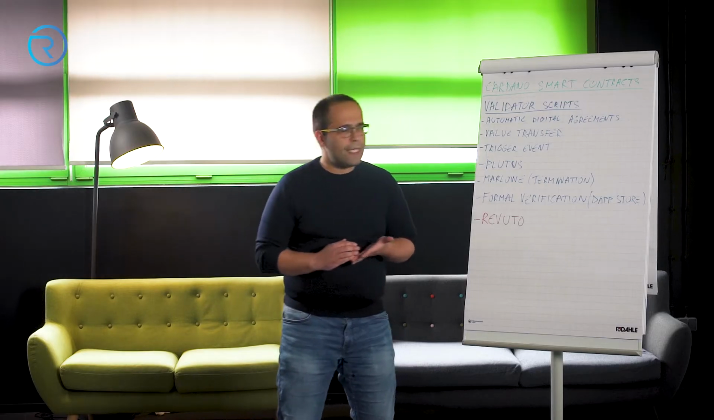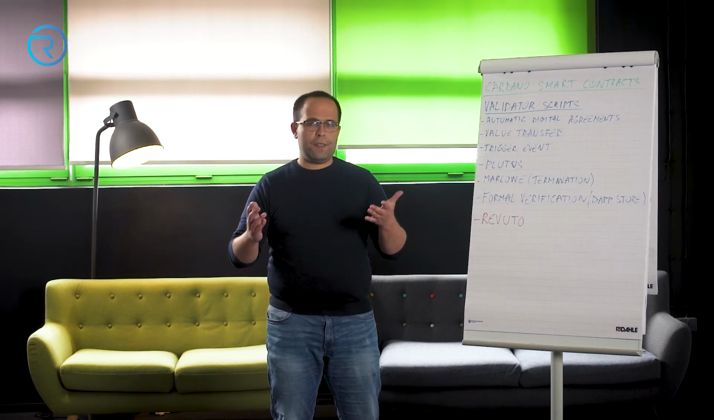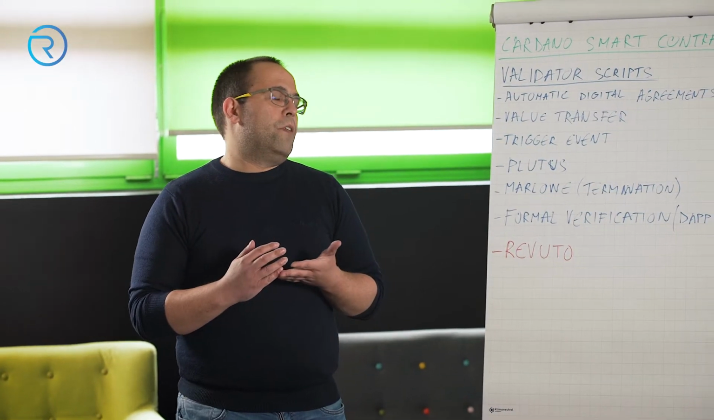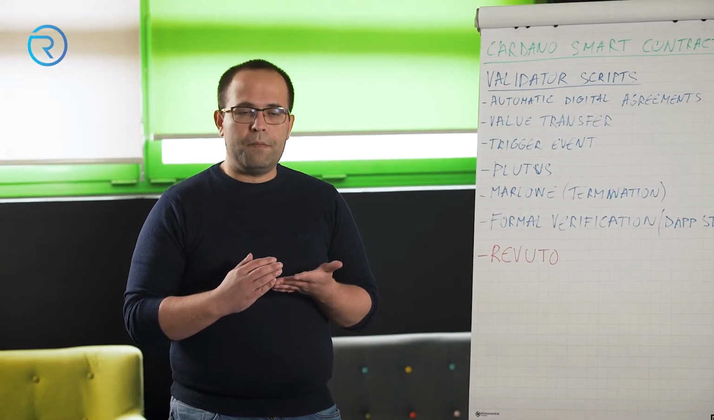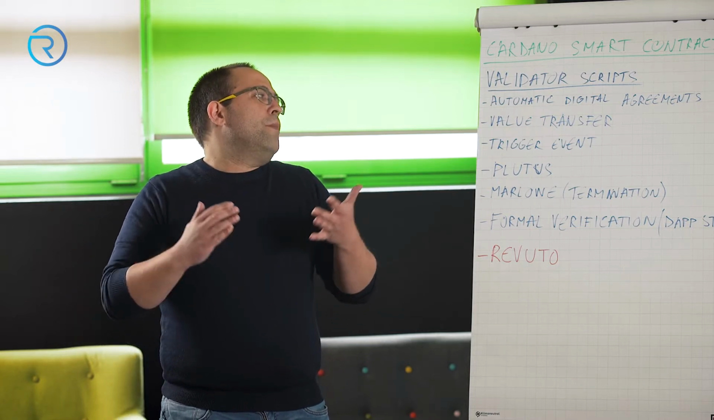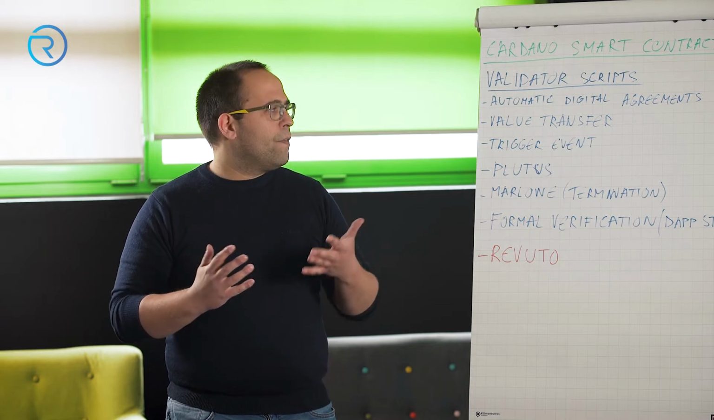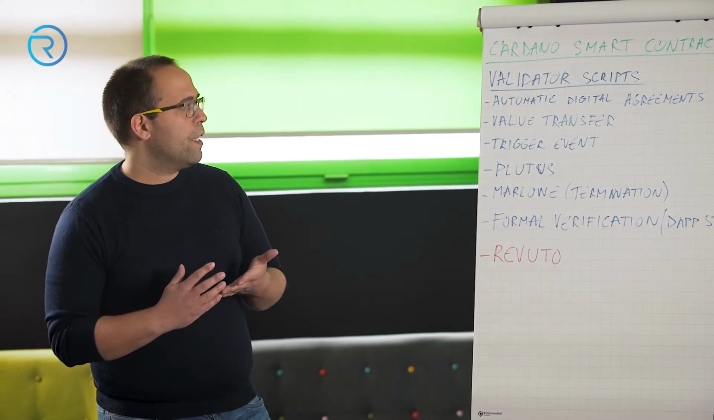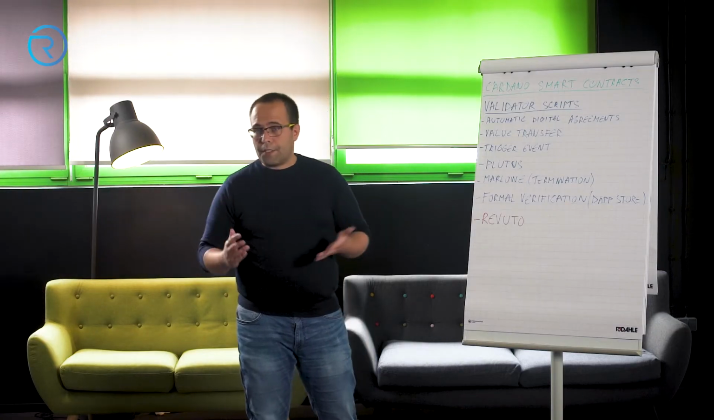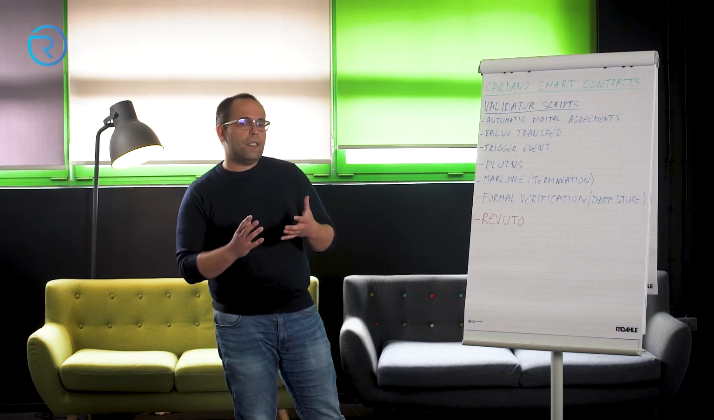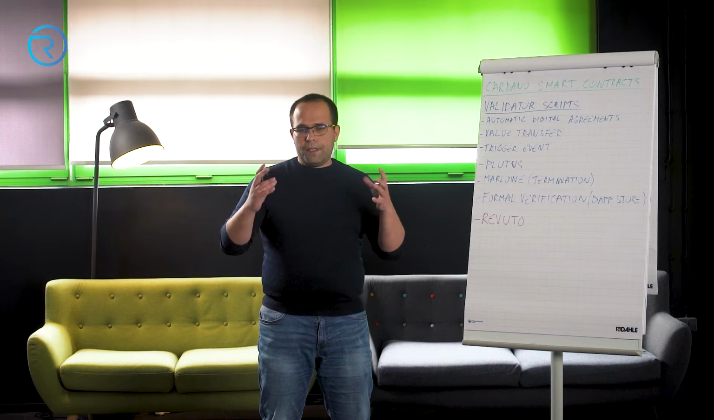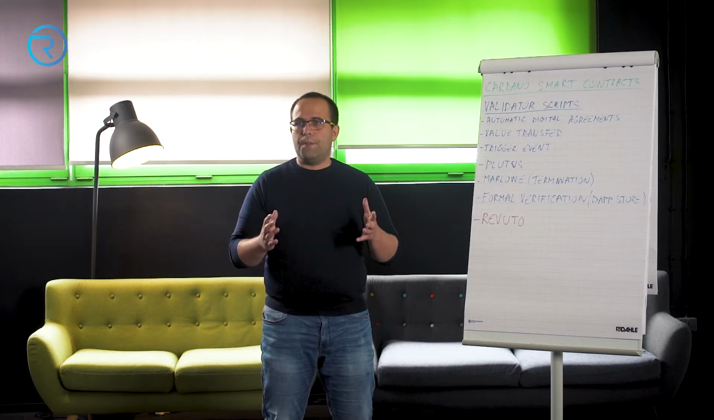Right? So let's start first with what a smart contract is. A smart contract is a technology first introduced on Ethereum that basically aims to have programmable money. On Cardano, maybe a more precise term would be a validator script instead of a smart contract. And basically the point of validator scripts is to facilitate automatic digital agreements that include some sort of a value transfer.